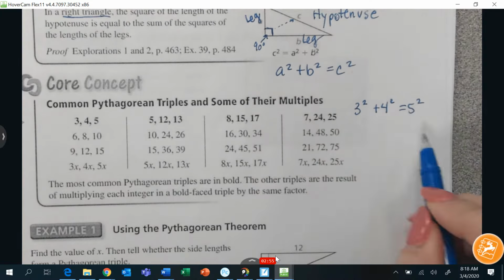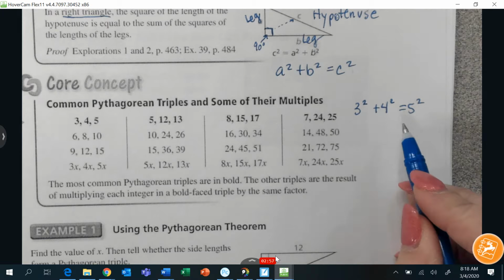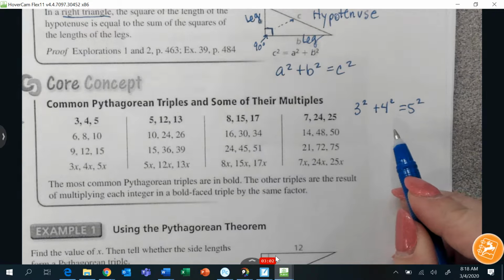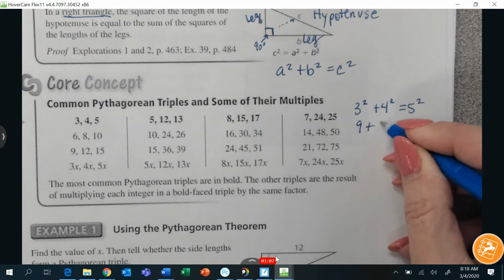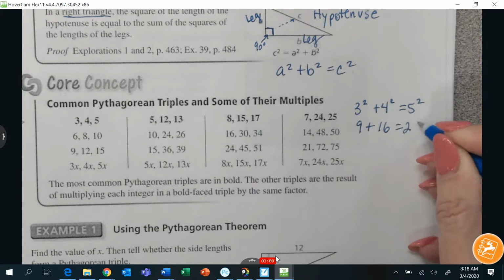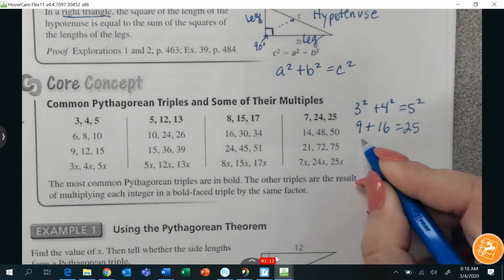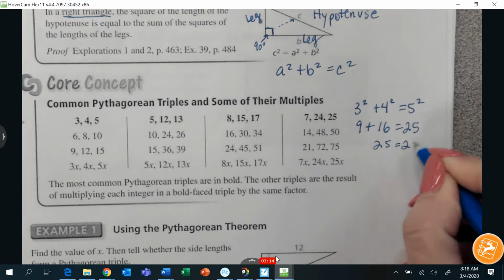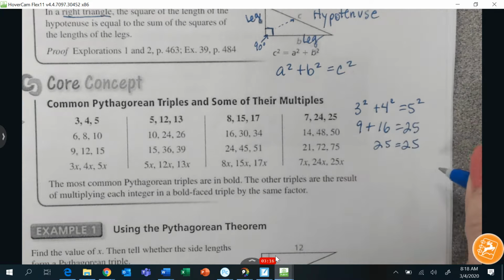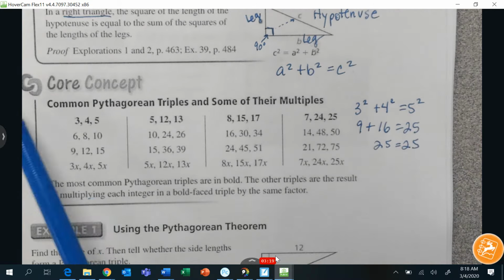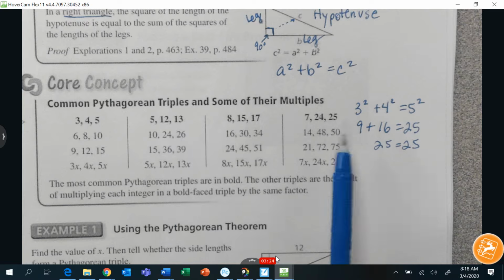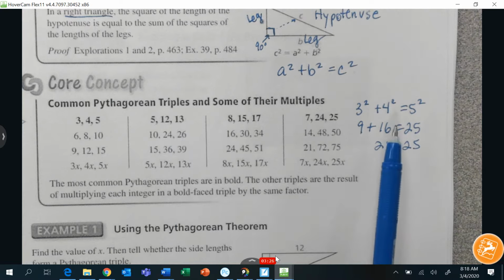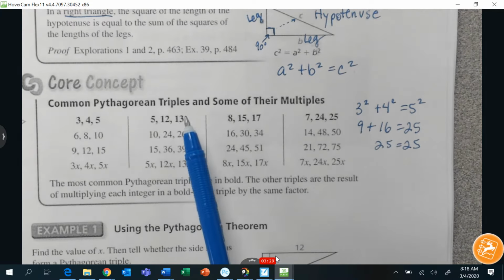3 squared plus 4 squared equals 5 squared. What would I do first, order of operations? What would I do first to check that? The exponents, right. So I'm going to do 3 squared, which is 9, plus 4 squared is 16, equals 5 squared is 25. And then I'll add 9 and 16, and I get 25 equals 25. So that does work. Anytime we have integers that fit into the Pythagorean theorem, we call them triples.